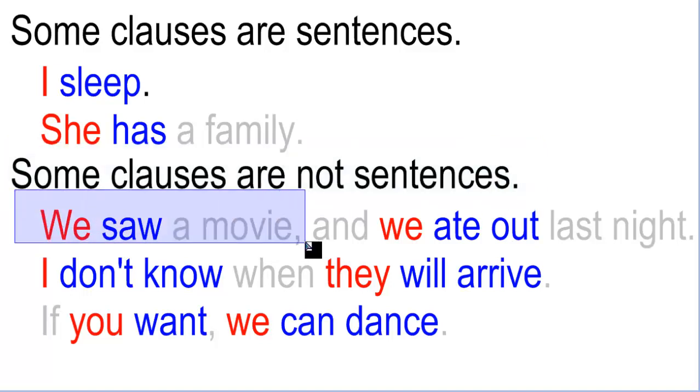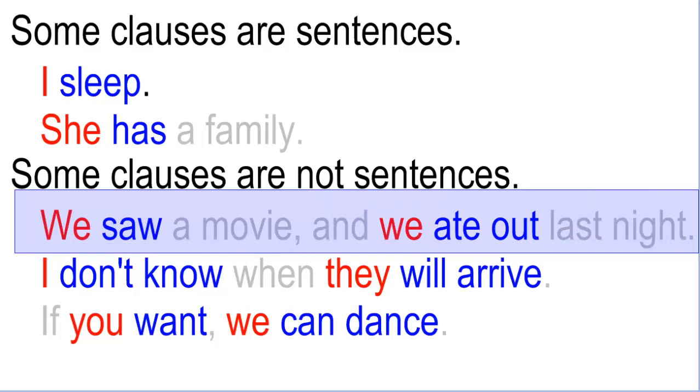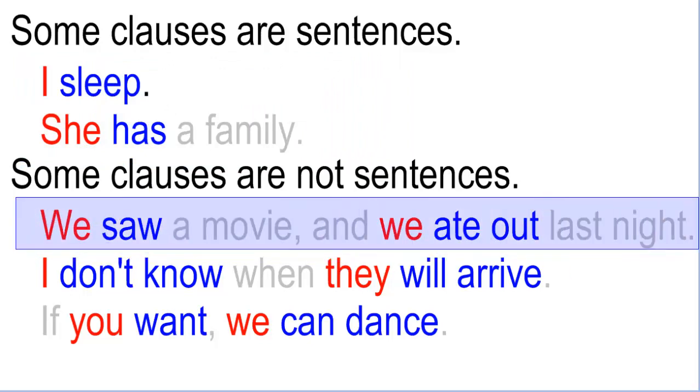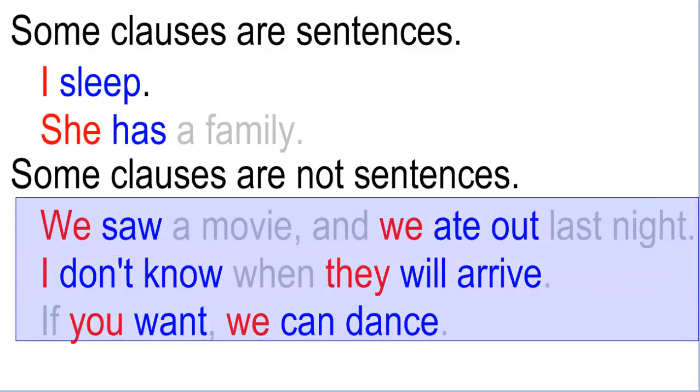Okay, for example, we saw a movie, it's a clause, but in this case it's not a complete or independent sentence. This has more elements. As you see, you have a second verb and a second noun, subject. The same thing here, and the same thing here. So remember, sometimes clauses are sentences on their own, and sometimes clauses can be part of a sentence when you have different parts.